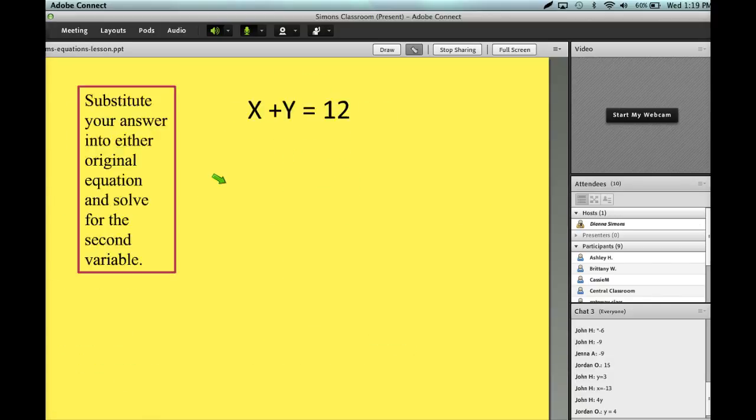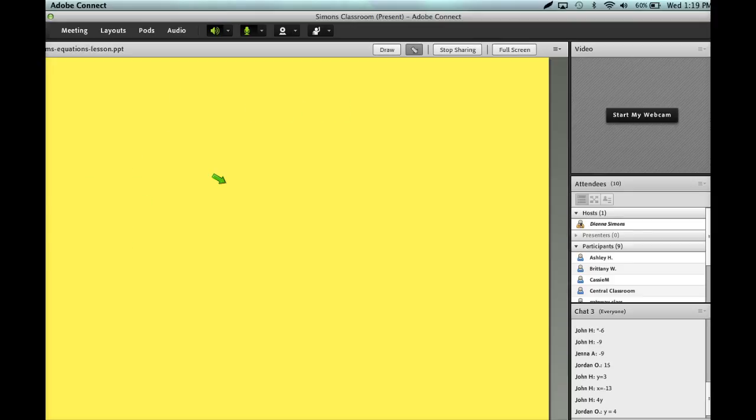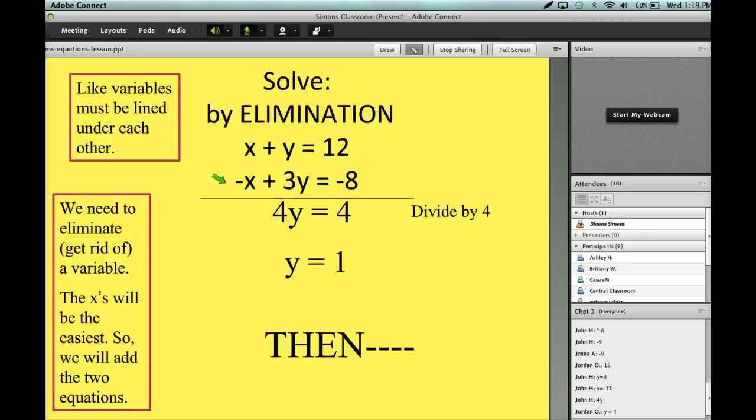Well, can you go back? Oh, yeah. There you go. Divide by 4 and y is 1.